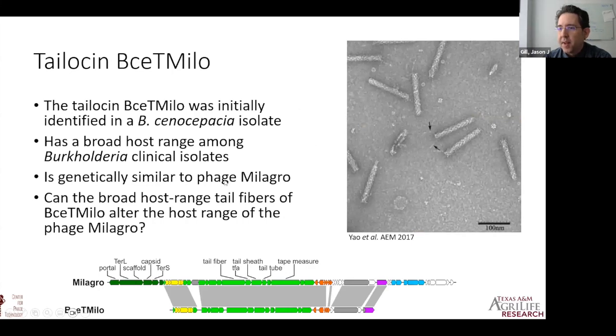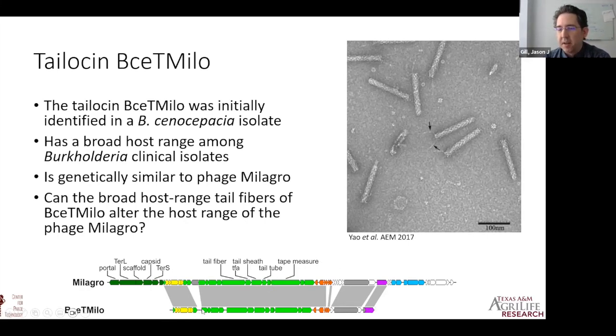A tailocin called B-set Milo was isolated by our collaborators, Dr. Carlos Gonzalez and Huichan Yao, some years ago. It was originally isolated from a Burkholderia unicepacia isolate, and it was found to have a very broad host range among Burkholderia clinical isolates. Once we compared its sequence to Milagro, we see it has a lot of similarity to Milagro. So this answers one question for me, at least: where do the tailocins come from? They're pretty obviously just derived from phages, because this is basically a headless version of a Milagro-like phage.